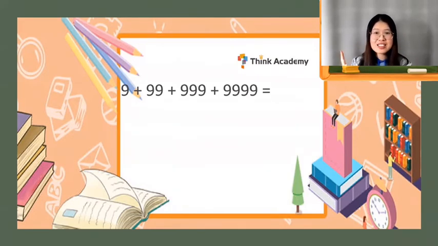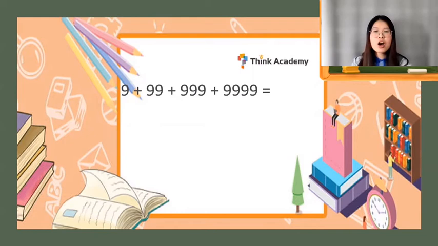Wait, nice! We're really close to 10, 100, 1,000, and 10,000. And these are round numbers. Yay! I love round numbers because the calculation of the round number is super easy.